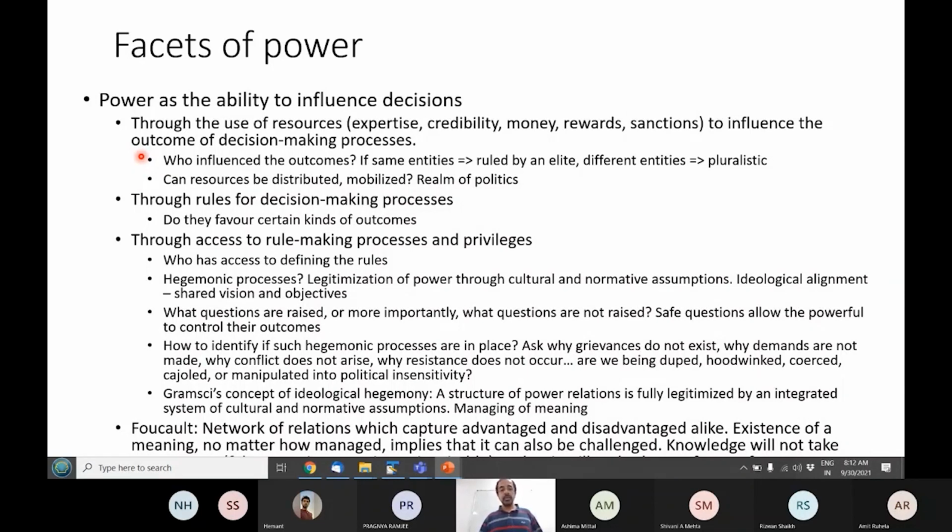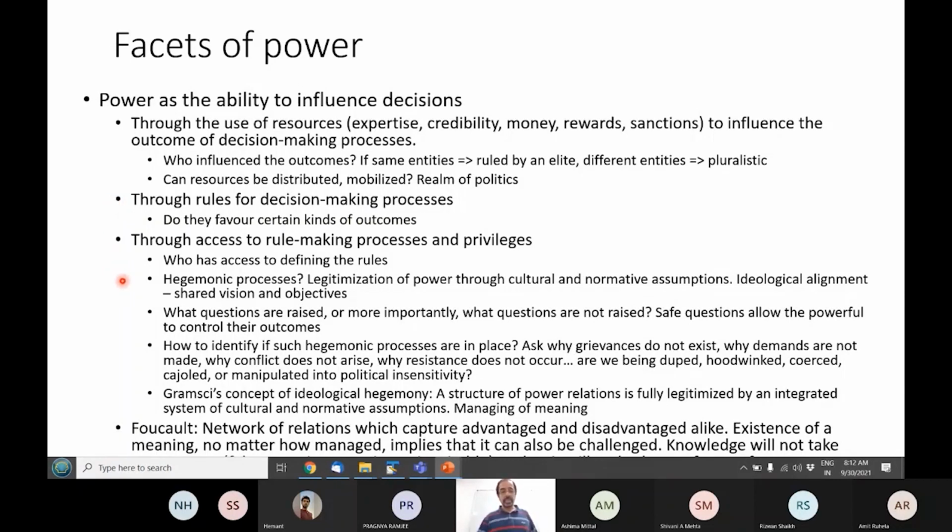For example, we are talking about education. If education is required for certain decision-making processes, but everybody doesn't have equal access to education, it will result in the elite who do have higher education being able to influence others. Then the second level is in terms of rules. Who has made these rules in the first place? And these rules might be favoring certain kinds of outcomes.